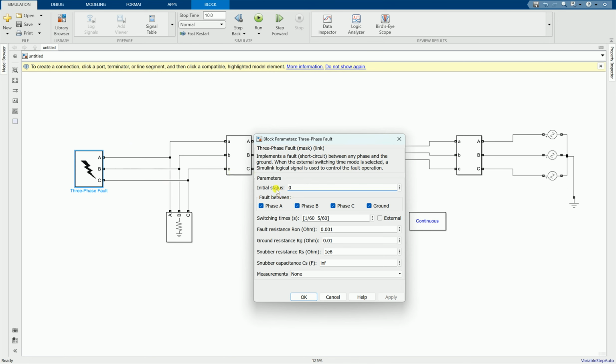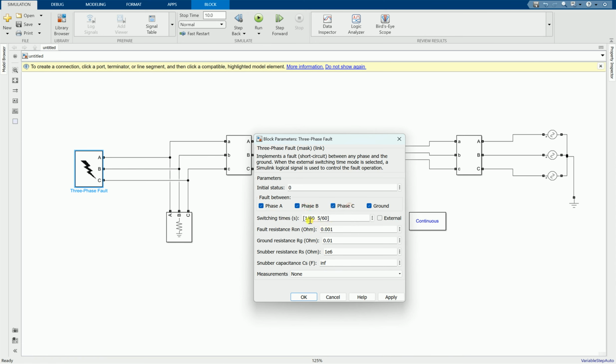Now what kind of fault would you like? I would like a fault between A, B, C and ground, which is a real line to ground. If you would like line to ground, say between A and the ground, then you remove the others. So A and ground means line to ground.